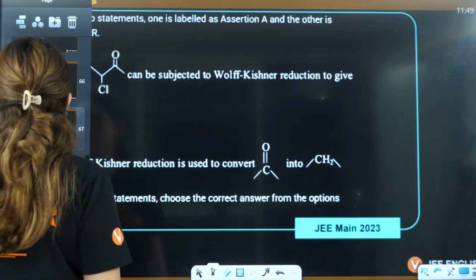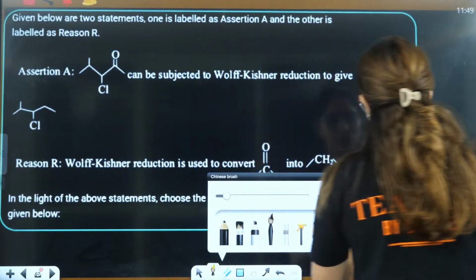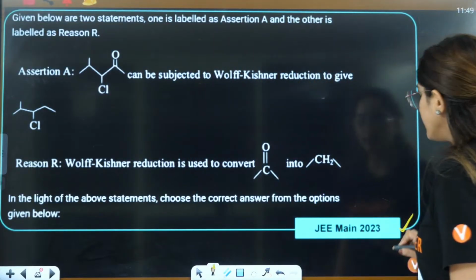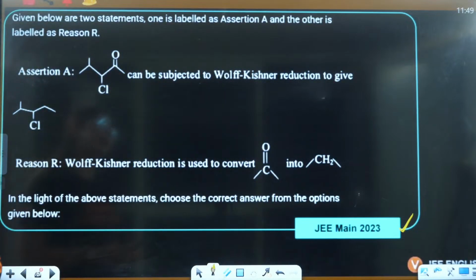Okay, now let's do some questions here, guys. This is JEE Mains 2023. Given below are two statements. One is labeled as assertion and the other is labeled as reason. This can be subjected to Wolff-Kishner reduction to give this compound. Wolff-Kishner reduction is used to convert this to this.